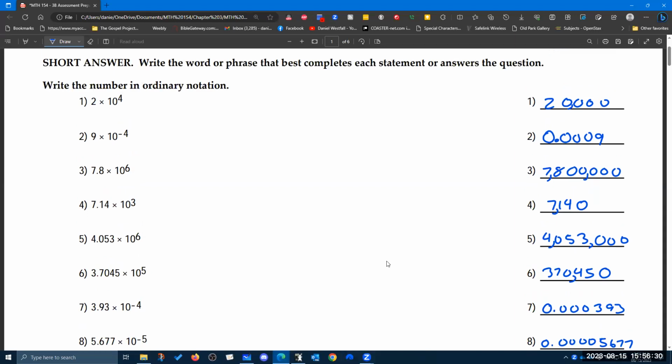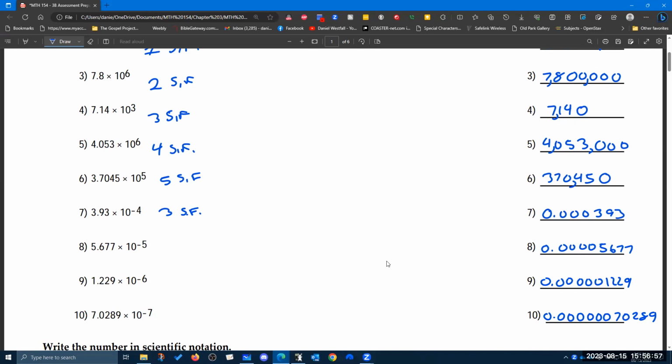that this has 1 significant figure, this one has 1 significant figure, this one has 2 significant figures, 3 significant figures, this one has 1, 2, 3, 4 significant figures, 1, 2, 3, 4, 5 significant figures. This one has 3 significant figures. This one has 4 significant figures, 4 significant figures, and 1, 2, 3, 4, 5 significant figures.